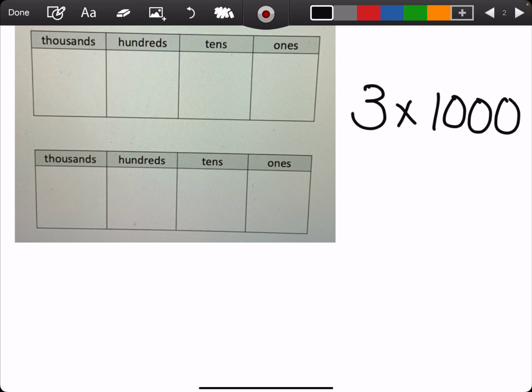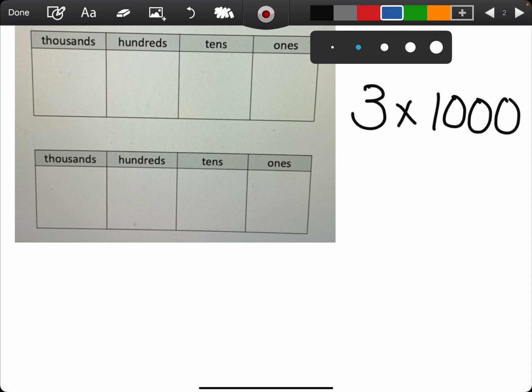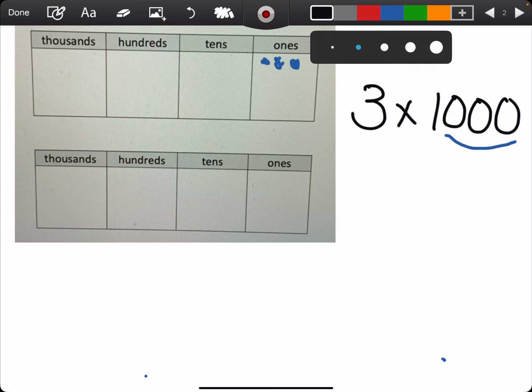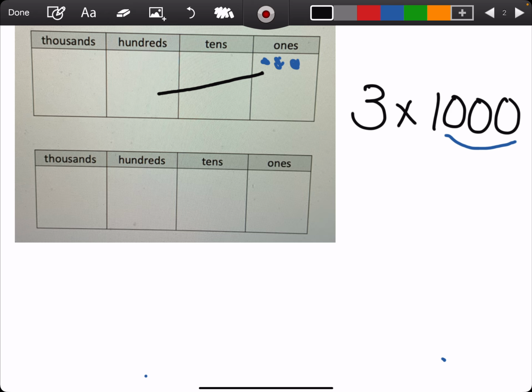How can I break up that 1,000? Because most of us are going to get to the place where we could say we have 3 ones times, well, there's 1, 2, 3 zeros, so I'm going 3 hops to the left. I'm going 1, 2, 3. And now I have 3 in the thousands, and there is my 3 zeros. So 3 times 1,000 is 3,000.